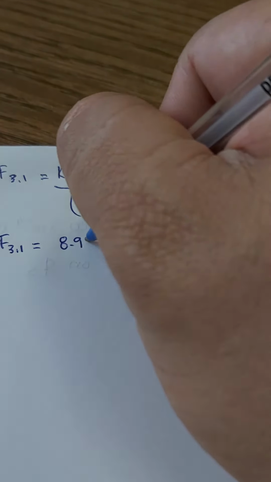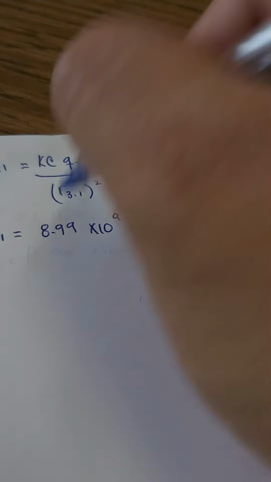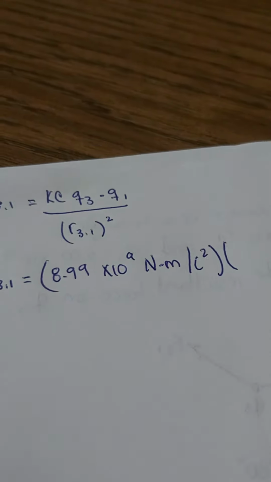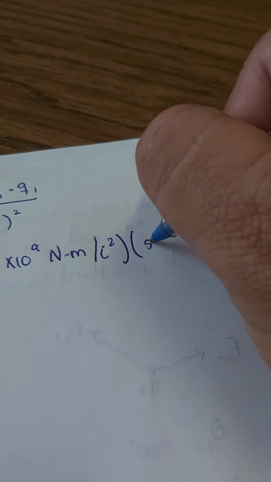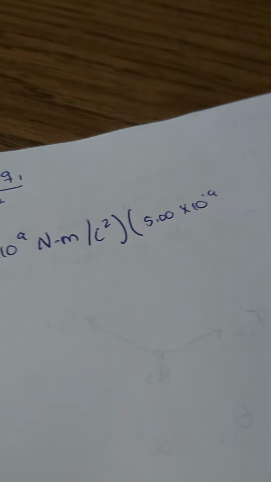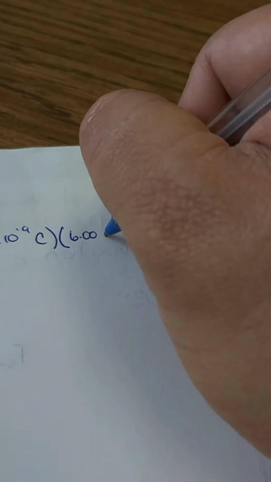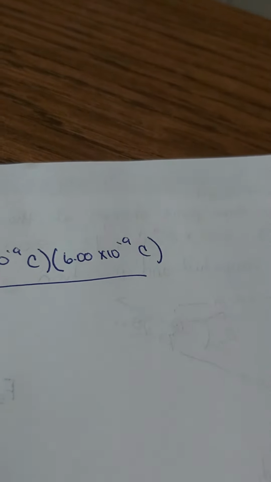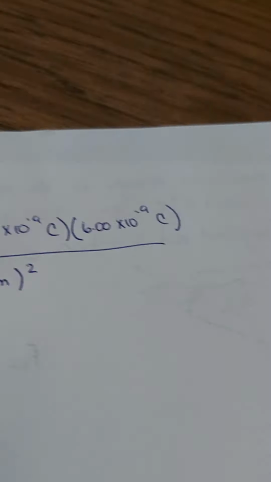We substitute. It equals 8.99 times 10 to the 9th newton meter squared per coulomb squared, times charge 3, 5.0 times 10 to the negative 9 coulomb, times charge 1, 6.00 times 10 to the negative 9 coulomb, over radius 3,1, 5.00 meters, squared.